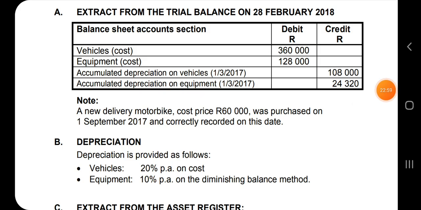So let's look, guys. The new motorbike was purchased on the 1st of September and the financial year ends on 28th February. So we're going to calculate from September until 28th February. We have September, October, November, December, January, February, and that is exactly 6 months. So we've had the motorbike for 6 months.